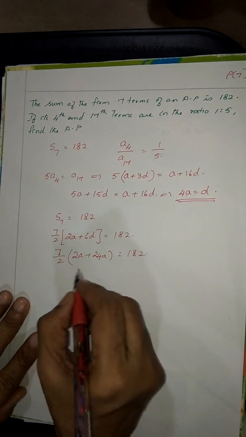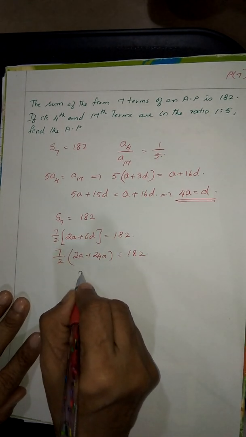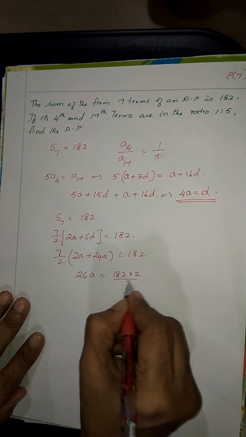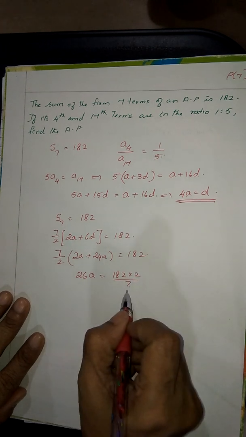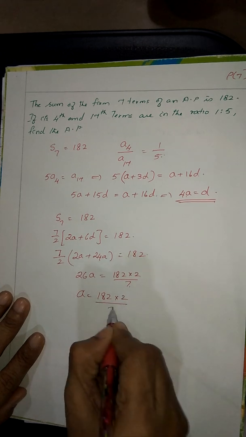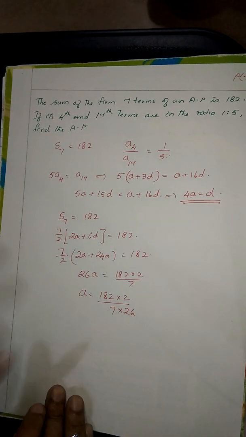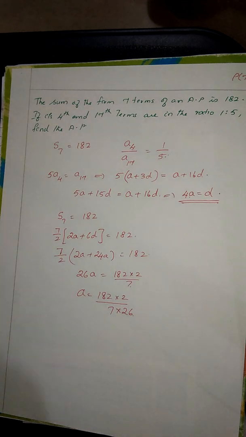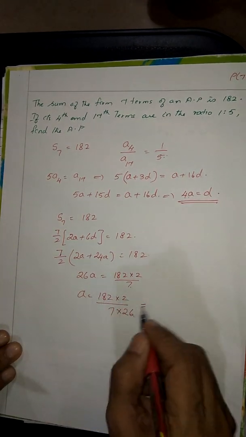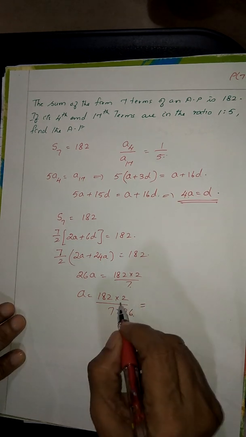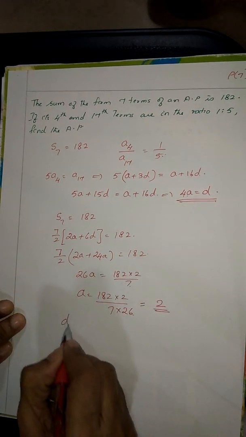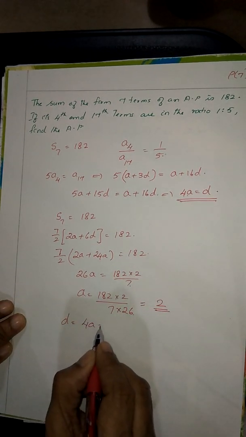So 26A is equal to 182 into 2 by 7. So A is equal to 182 into 2 by 7 into 26. If you simplify, if you divide all this, you get A is equal to 2. So D is equal to 4A, that is equal to 8.